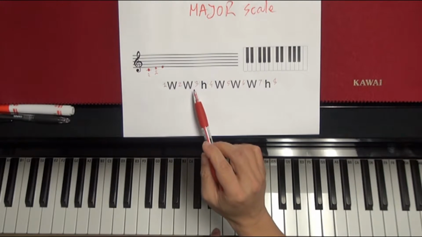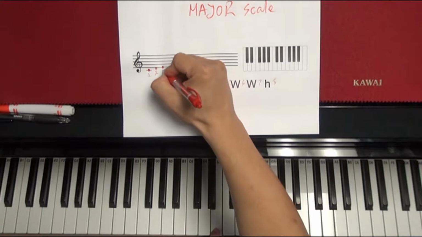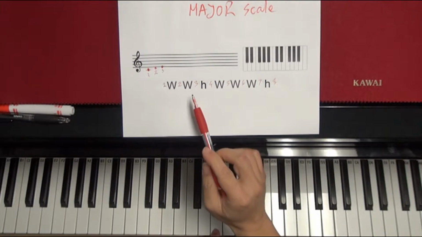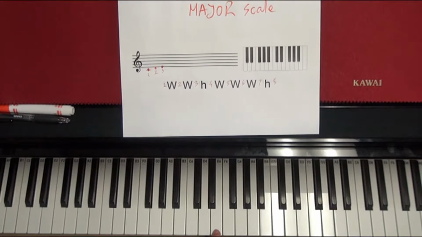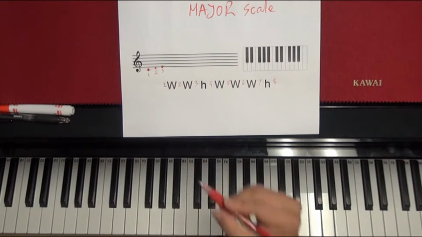And now they said that from the third note to the fourth note has to be a half step. So for C major, E and F is already automatically a half step. Okay? So that's a half.